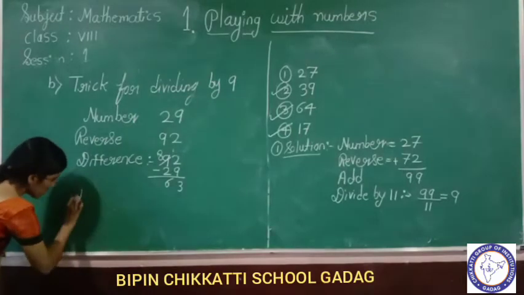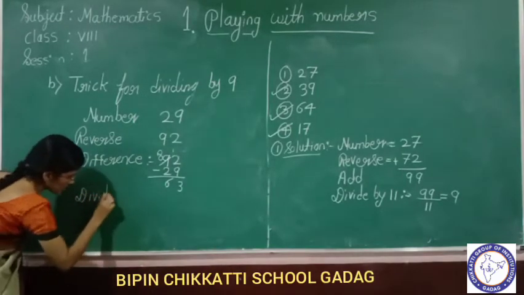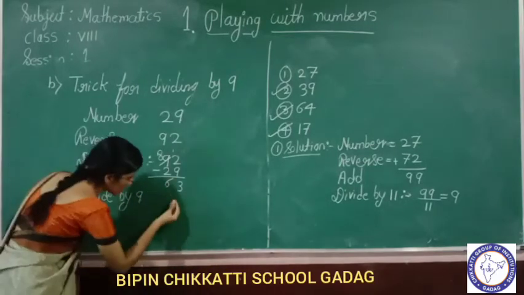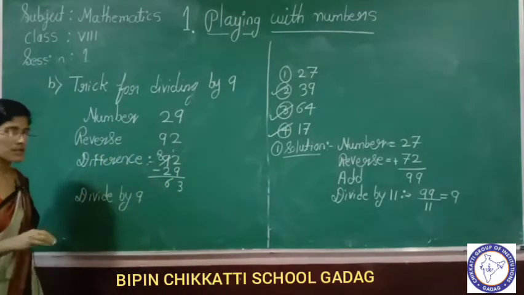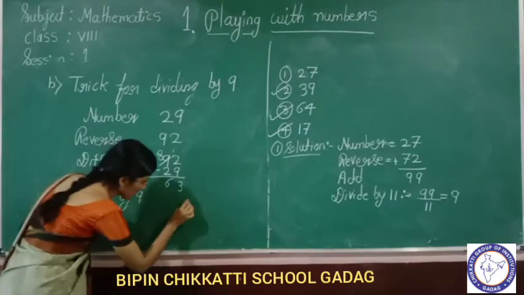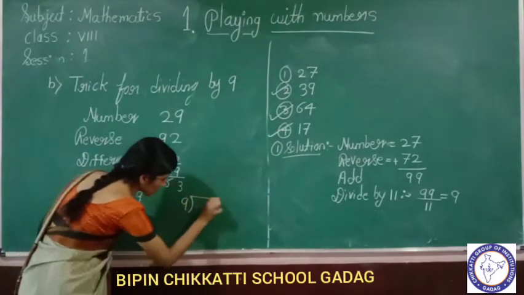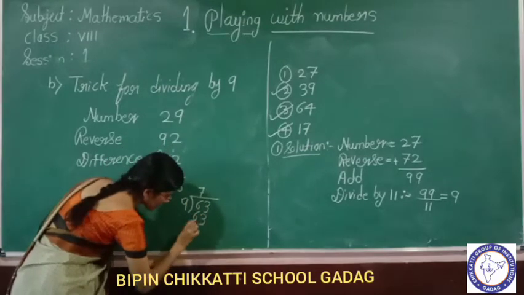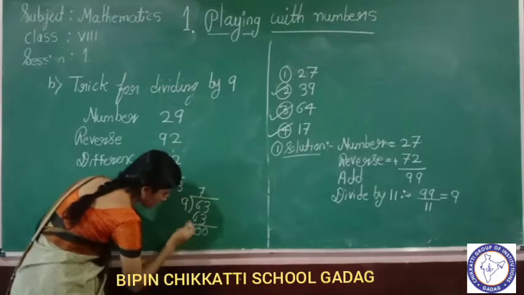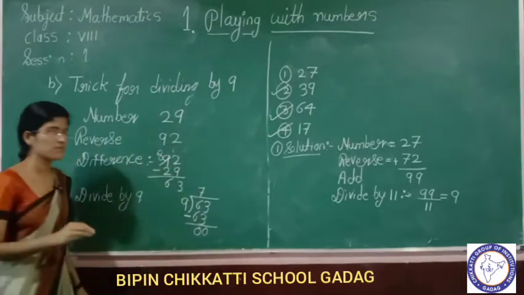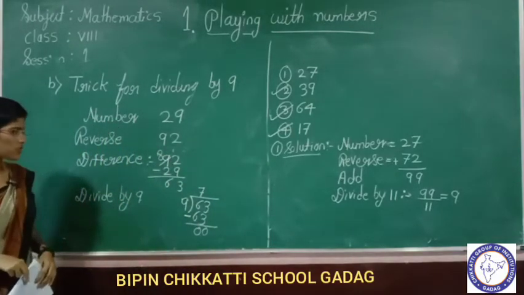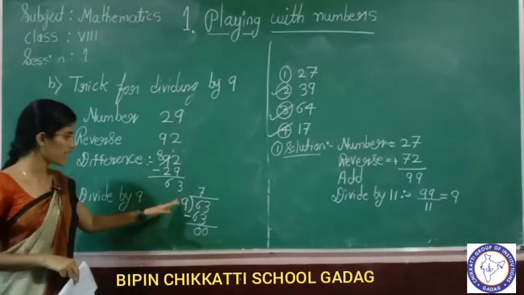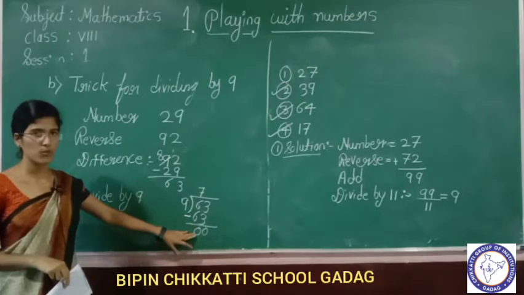Divide by 9. Now see again, I go for primary mathematics, that is division. 9 7s are 63. I am getting 0, right? Now would you tell me here also the remainder is 0? Yes or no? Here also the remainder is 0.